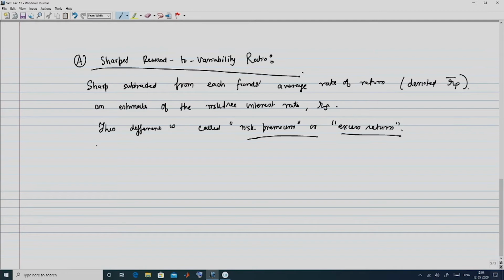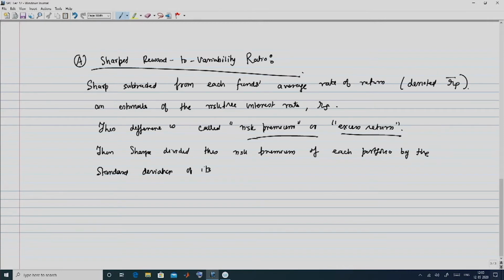And accordingly, what Sharpe did was, he divided this risk premium of each portfolio by the standard deviation of its returns, namely sigma p. So, this sigma p is essentially the risk measure of the portfolio's total risk.